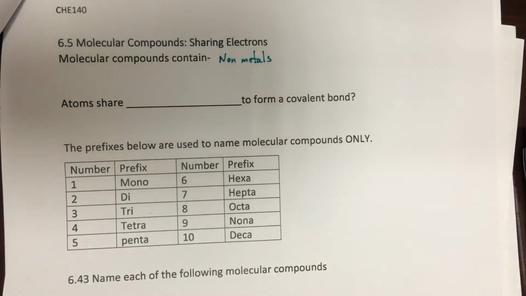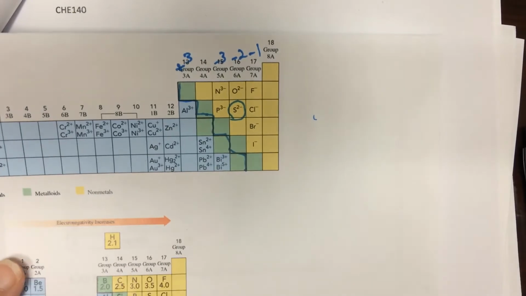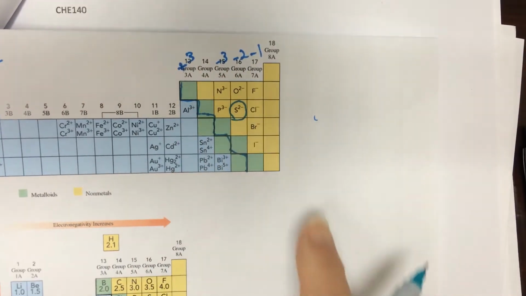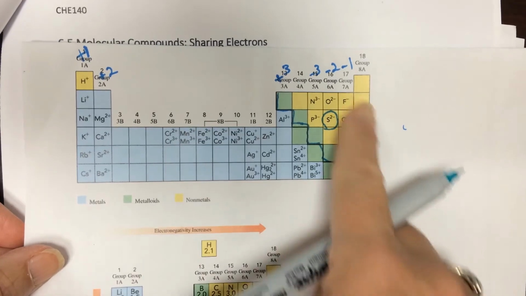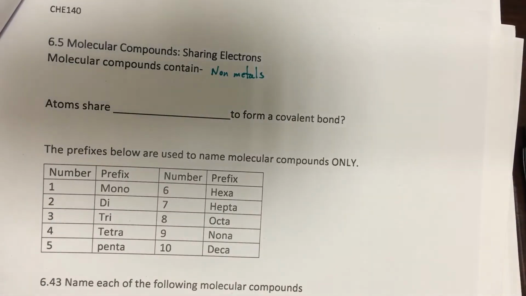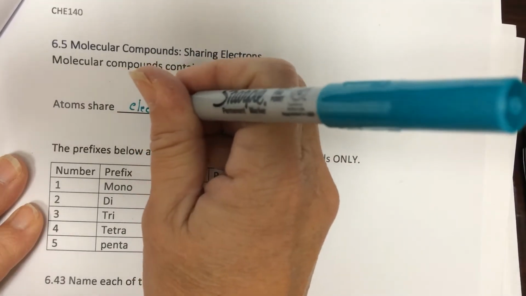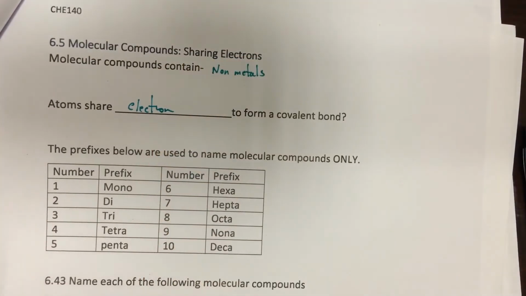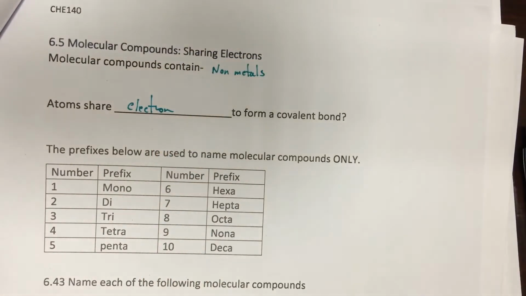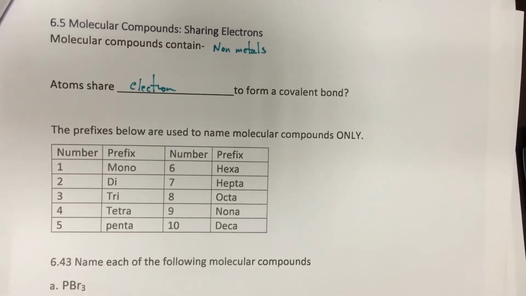And you will recall from looking at your periodic table, the nonmetals are this yellow part and hydrogen. Okay, so those are the nonmetals. These are atoms that are going to share electrons. With the ionic compounds, the electrons were transferred. And so here we're not going to have charges. And the prefixes below are used to name molecular compounds only.